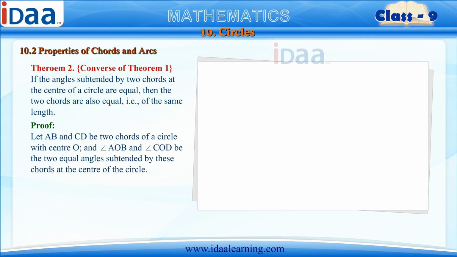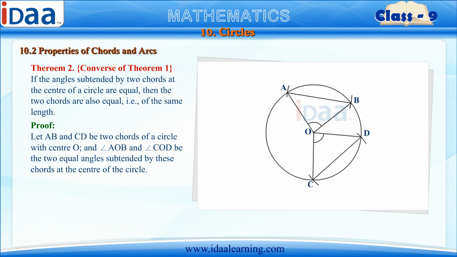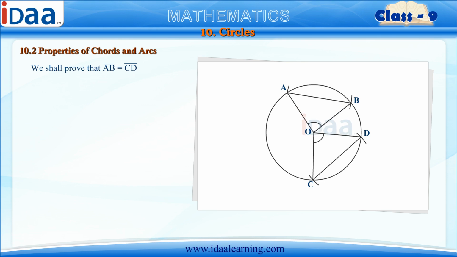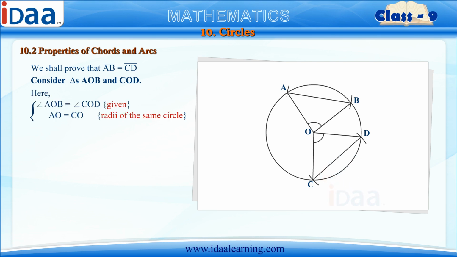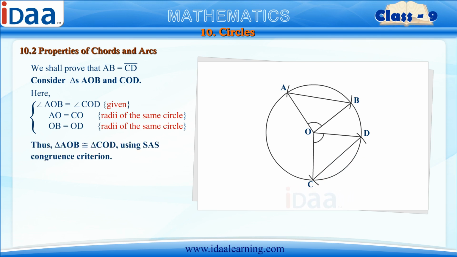Proof. Let AB and CD be two chords of a circle with center O, and angle AOB and angle COD be the two angles subtended by these chords at the center of the circle. We shall prove that chord AB is equal to chord CD. Consider triangles AOB and COD. These two triangles are congruent using SAS congruence criterion. This gives chord AB is equal to chord CD.